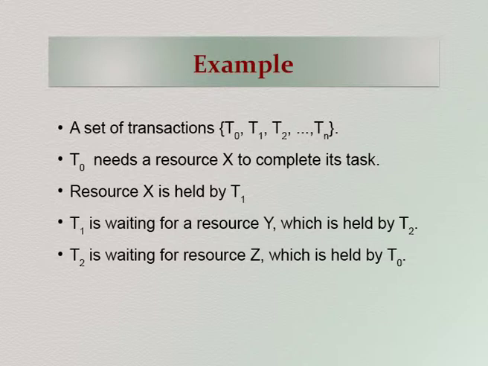T0 needs a resource X to complete its task, and that X is held by T1. T1 is once again waiting for another resource Y, which is held by T2, and T2 can't release Y. T2 is waiting for another resource Z, which is held by T0. So here it is a kind of cyclic order, where one transaction is requesting a resource which is held by another transaction, and in turn that transaction wants something else.